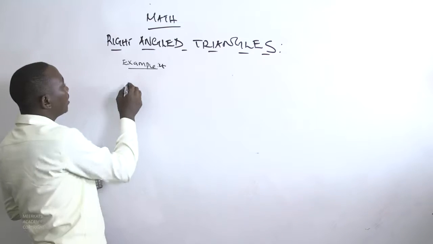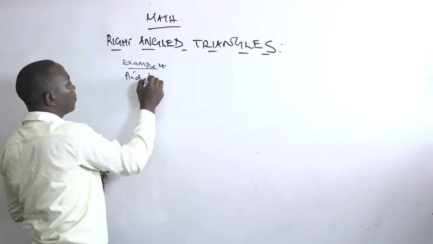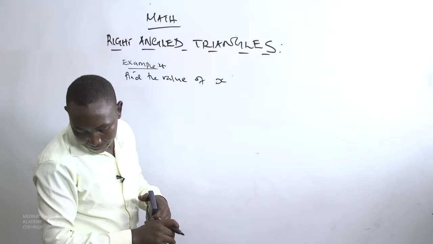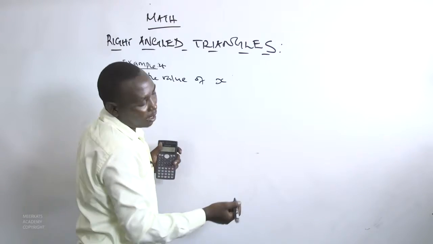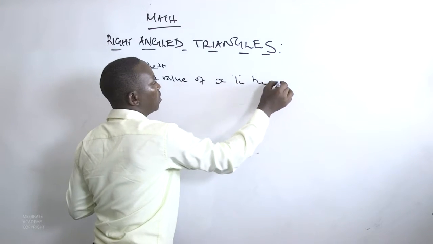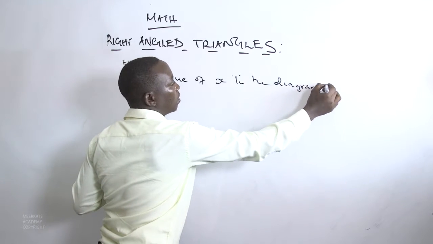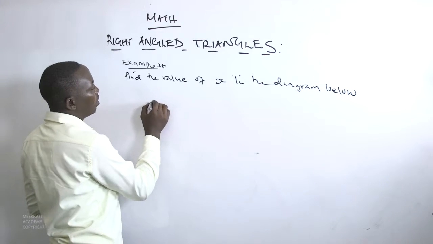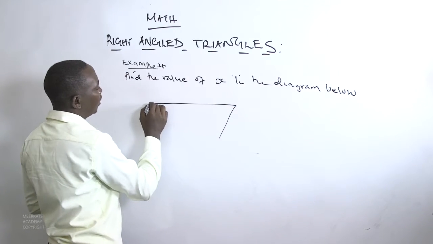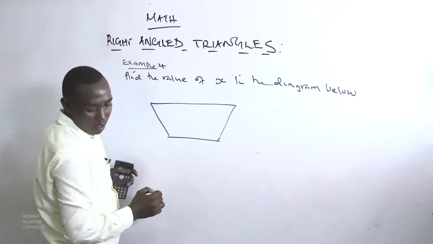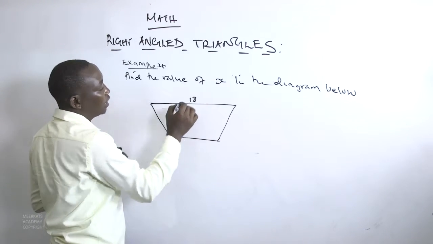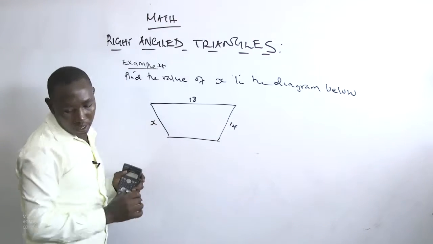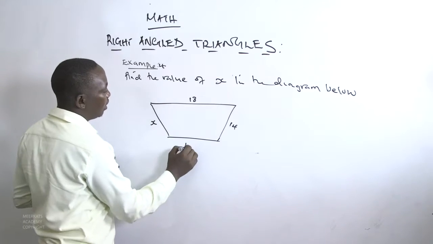Find the value of x in the diagram below. We have a trapezium. We're told that this side is 18 units. This is 14 units. That is x units. And this is 12 units.